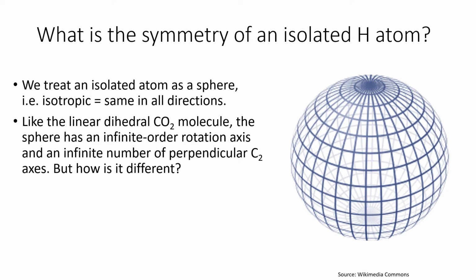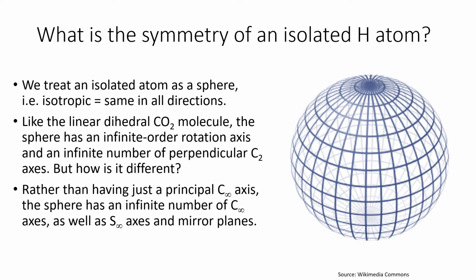In fact, it is a higher symmetry. And the reason it's slightly confusing is that with all those lines of latitude and longitude drawn on the sphere, it kind of draws our attention to a single principal axis. But of course, a sphere doesn't have a single principal axis, because any point on the sphere can be connected to the point on the opposite side, where you can put an axis that goes through the centre of the sphere, and that also will be an infinite fold axis of rotation.